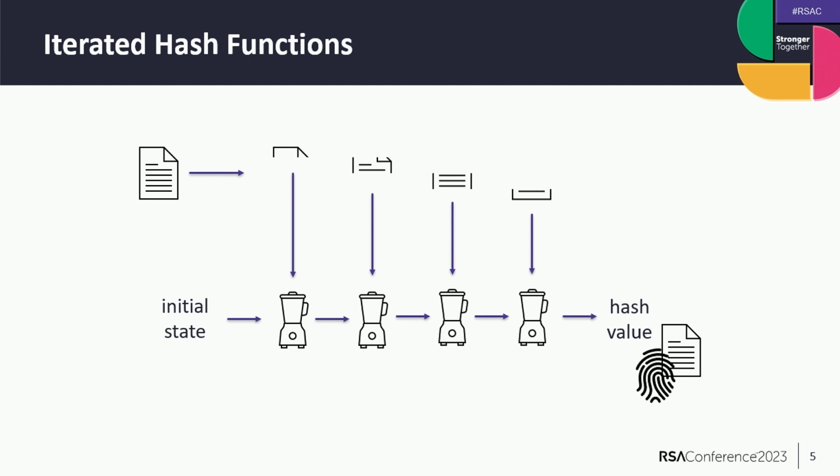At the end, you'll have a hash value that is computed, and I put a little fingerprint next to it because the idea is that the hash value uniquely identifies the file. So it shouldn't be possible to construct two different files with the same hash, or, given a hash value, to work back and try to find out which message or which file matches this specific hash.